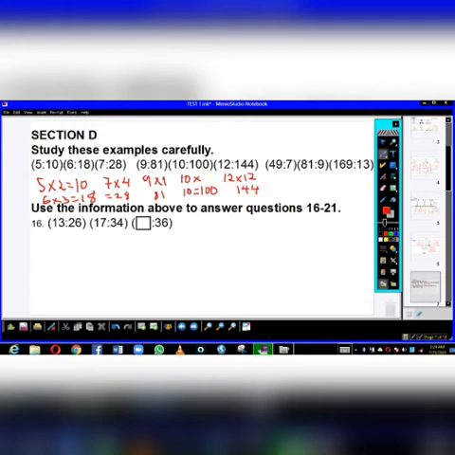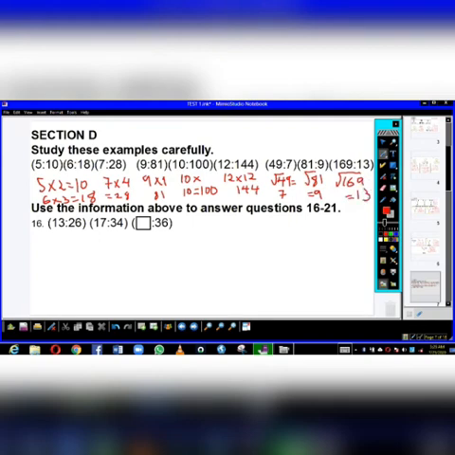and the square root of 49 is equals to 7. The square root of 81 is equals to 9. The square root of 169 is equals to 13.